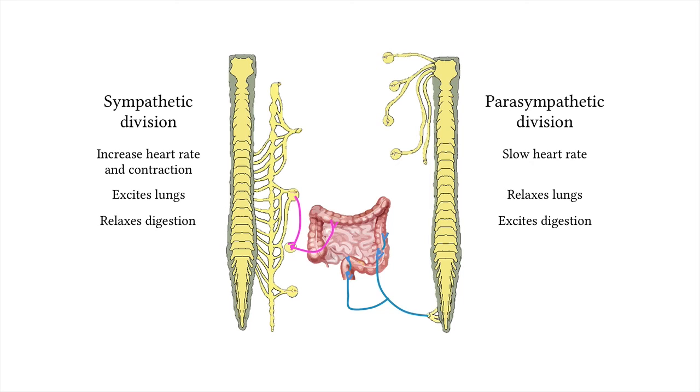Let's say you have to give a speech to a large group of people and you're feeling nervous. What happens? Your heart rate increases and your mouth becomes dry. That's because your sympathetic division of your autonomic nervous system is active, stimulating your heart and causing the secretions of your digestive system, such as saliva, to decrease.